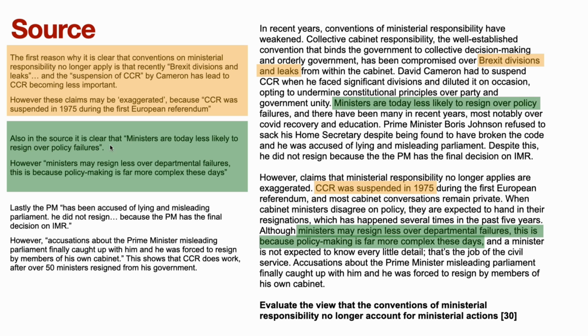Also, in the source, it is clear that ministers are today less likely to resign over policy failures. So here we go. And then, however, ministers may resign less over department failures. This is because policymaking is far more complex these days. And here we go. Here's the quote from the counter. So I've just used a for and an against.